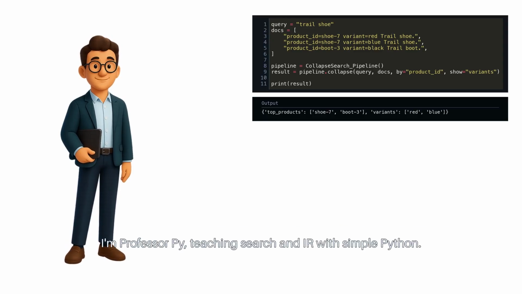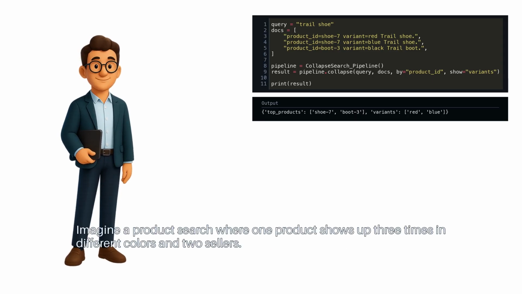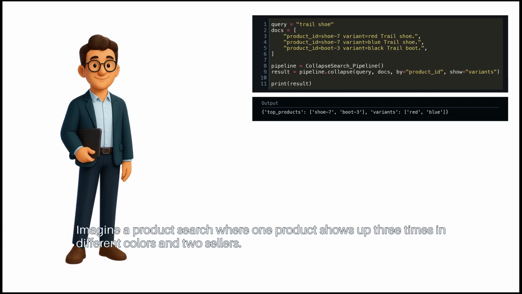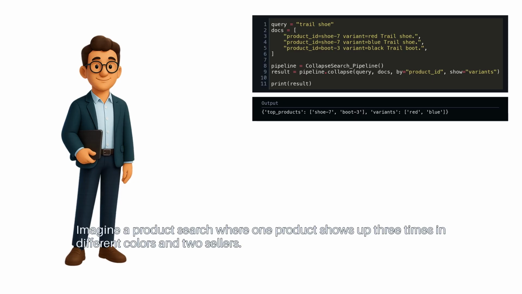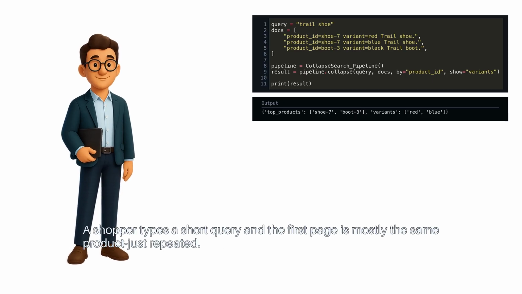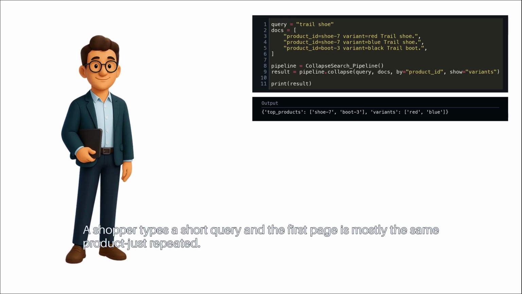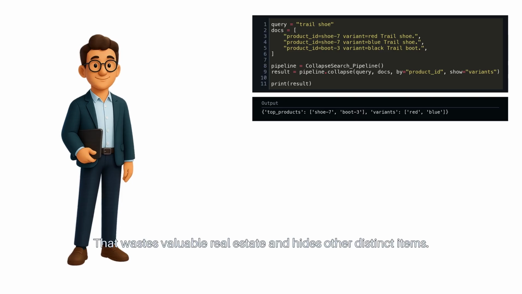I'm Professor Pi, teaching search and IR with simple Python. Imagine a product search where one product shows up 3 times in different colors and 2 sellers. A shopper types a short query, and the first page is mostly the same product, just repeated. That wastes valuable real estate and hides other distinct items.